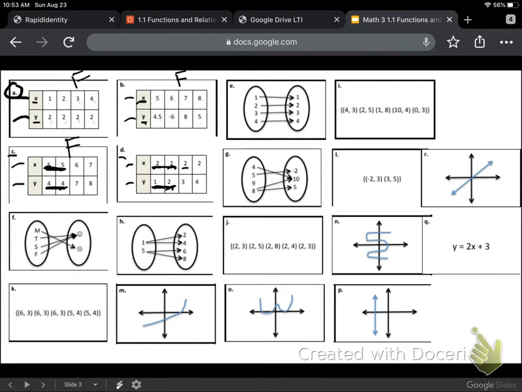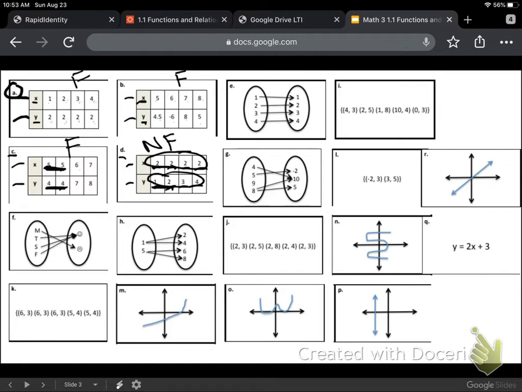Also, look here. I have a 2 going to a 3, and I have a 2 going to a 4. So in this case, you have one X, the 2, that's just one number, the same number, going to 4 different numbers. So that's not a function. I'm going to put NF, not a function.